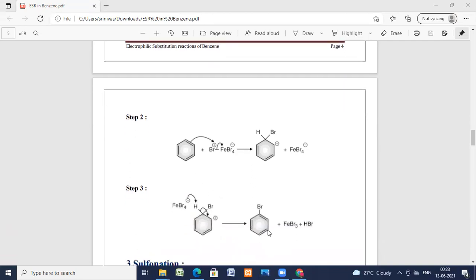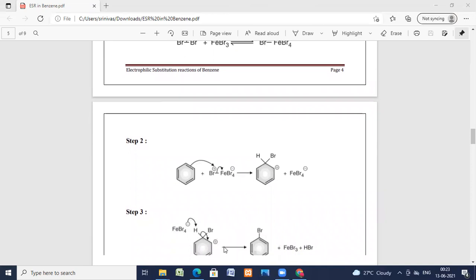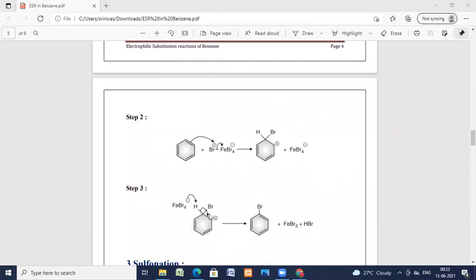And in step 3, you see the carbocation, whatever is formed, the H plus ion loses its electron, it gives its electron to the carbocation, and H is left as H plus ion, and the positive charge is lost on the benzene, and bromobenzene is formed. The final product, bromobenzene, is formed.